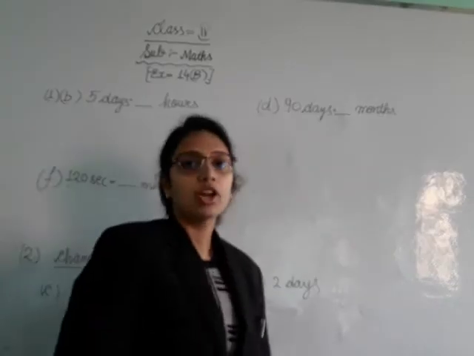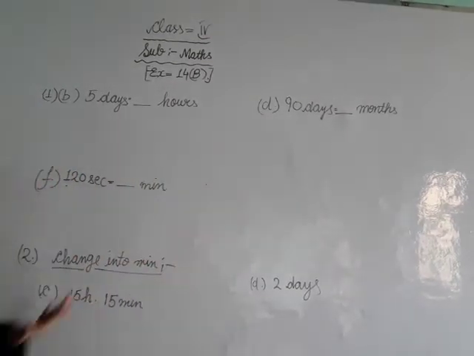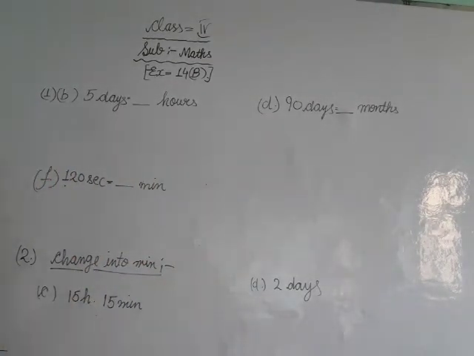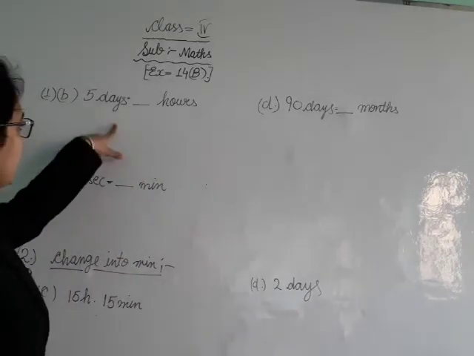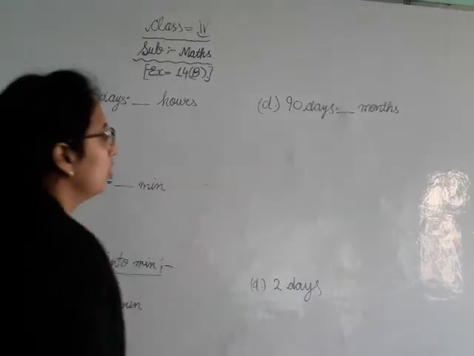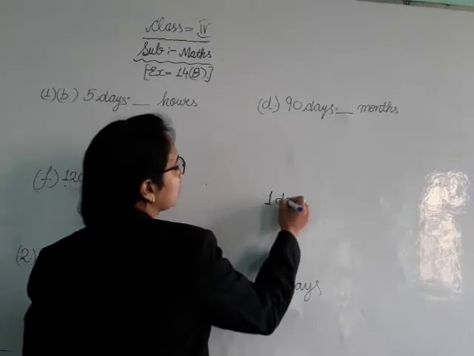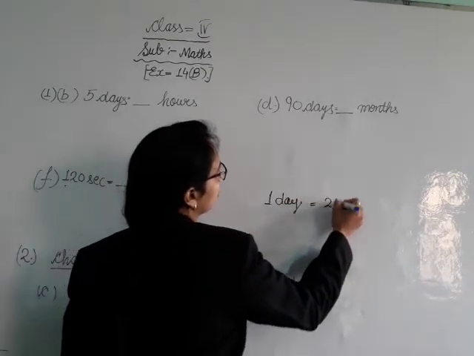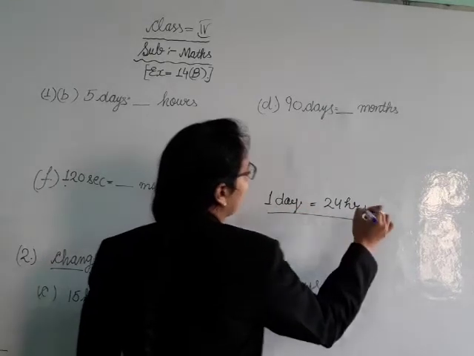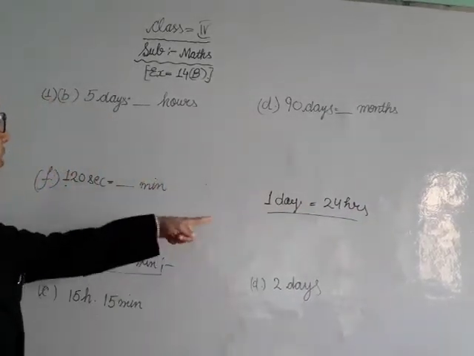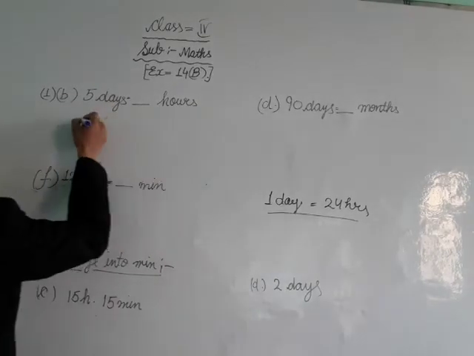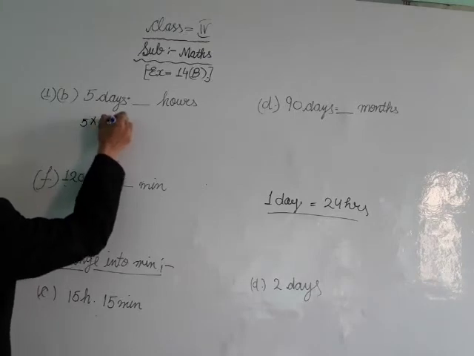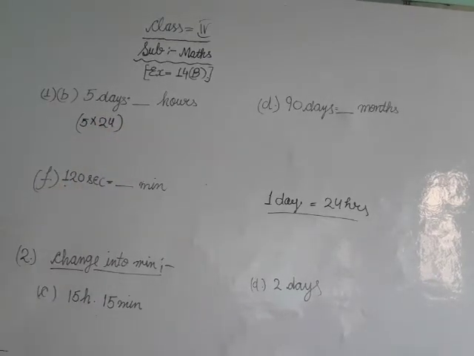You can open your page number 121. So let's start. First question is fill in. We have to convert 5 days into hours. We know very well 1 day is equal to how many hours? 24 hours. Now it became simple. You are very aware of these types of questions. So to convert 5 days into hours, what do we have to do? We have to multiply it by 24. Got it, dear students?